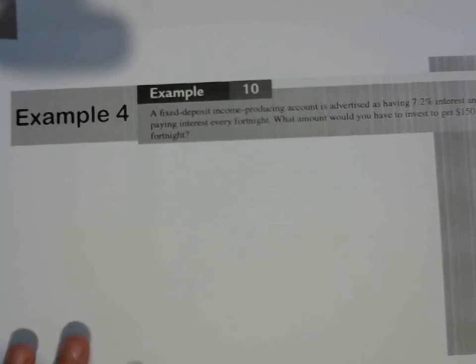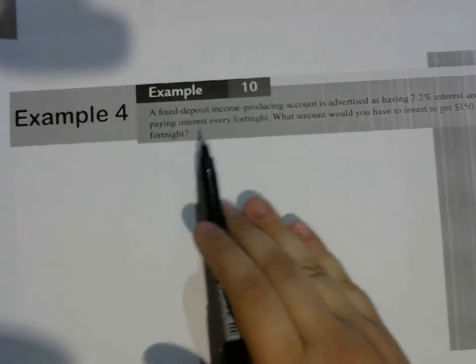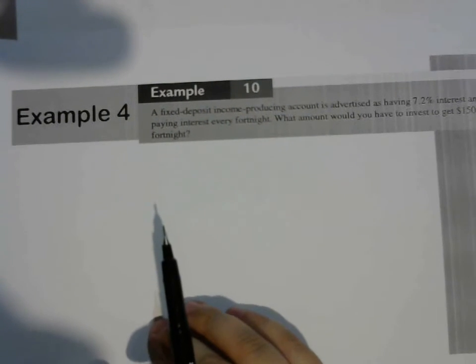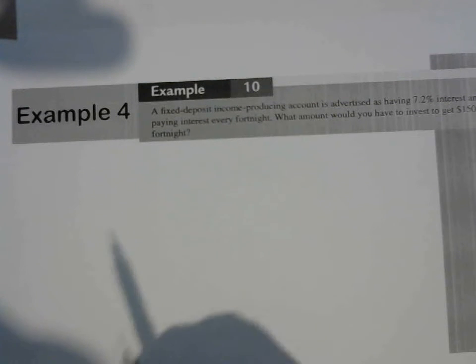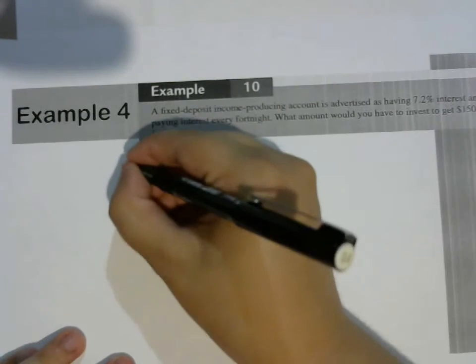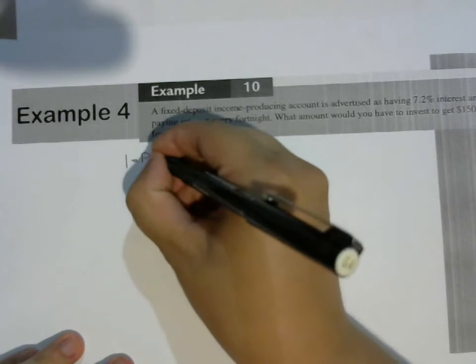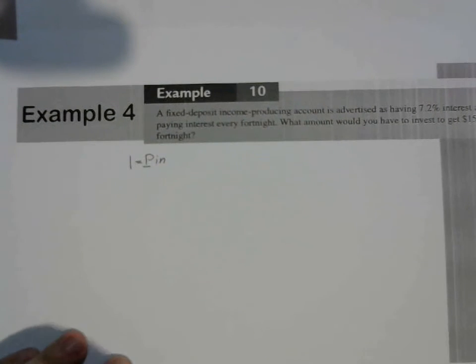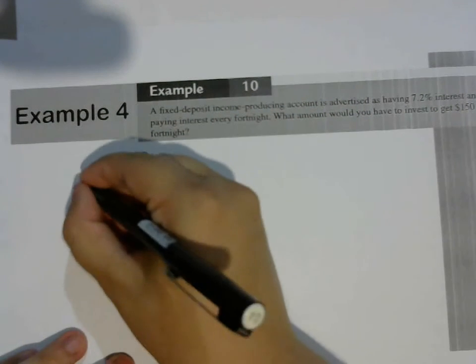Similar question. A fixed deposit income producing account is advertised as having 7.2% interest and paying interest every fortnight. What amount would you have to invest to get $150 a fortnight? So again, my rule is I equals PRN, but this time it is the P, the principal, that we don't know. So we're going to rearrange for P.